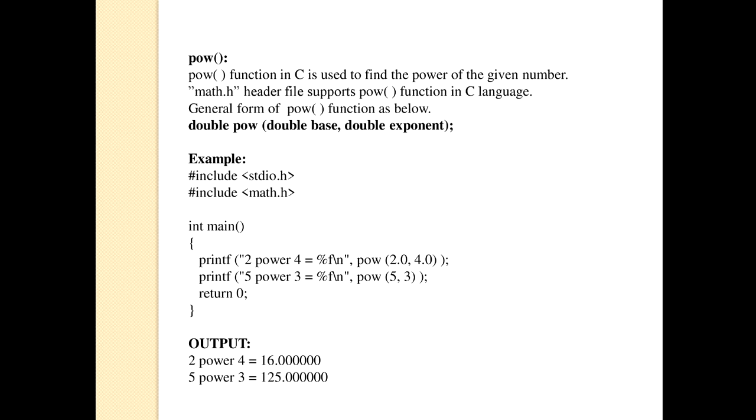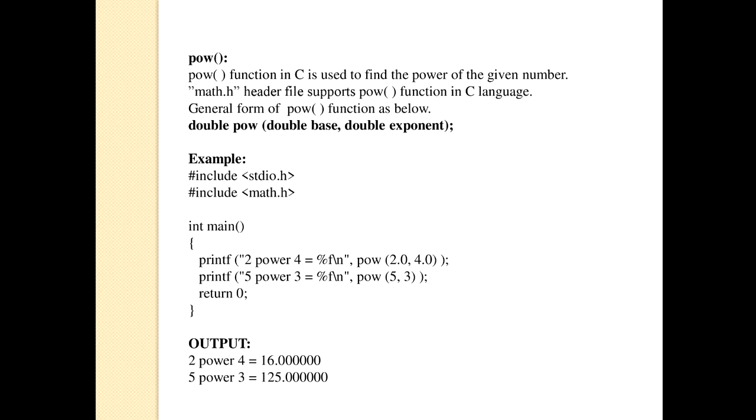to 16.000. Why will you get the result with .000? Because the data type is double, and that's why you will get the output value as a double.